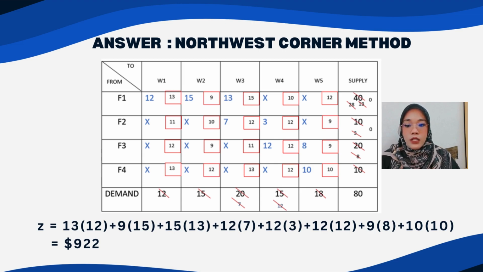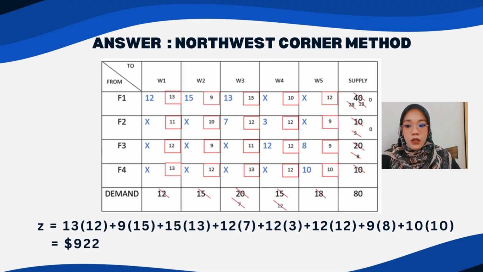And the balance of the demand, which is 10 units of warehouse 5, will be supplied by factory 4 to be completed. After all the demand and supply has been completed, we will calculate the total transportation cost needed under the northwest corner method. After calculating, the total transportation cost is $922.